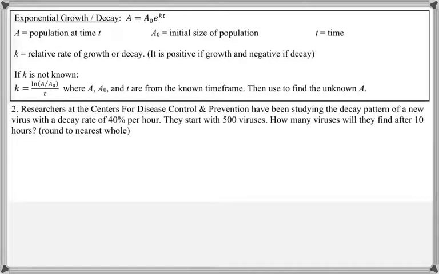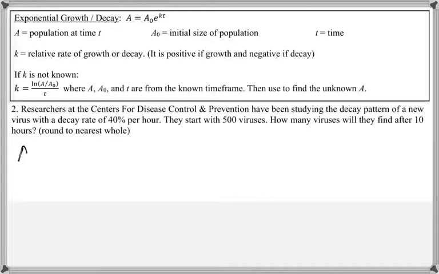Question number 2 says, researchers at the Centers for Disease Control and Prevention have been studying the decay pattern of a new virus with a decay rate of 40% per hour. They start with 500 viruses. How many viruses will they find after 10 hours? And they want us to round to the nearest whole.